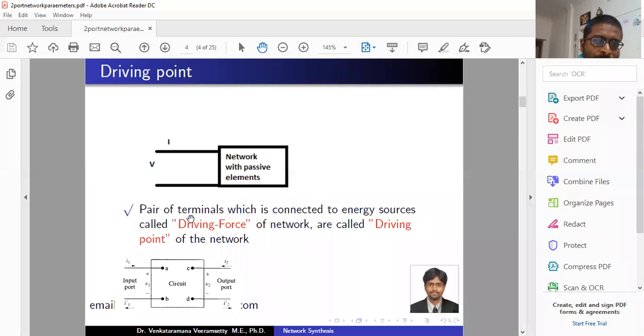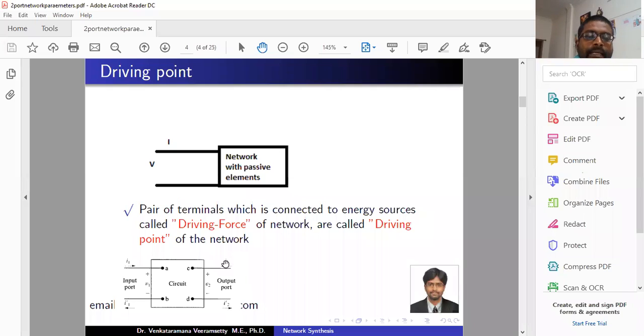So here in the single port network, these points are called the driving points of the network. Similarly, this may be a single port, or it may be a two port, three port or multiple number of ports. If you consider a two port network, this is the input port and this is the output port. Okay, at the input port I am connecting some voltage source, then these pair of terminals or these points are called the driving points. And if you connect the load across these two terminals, it is called the load points.